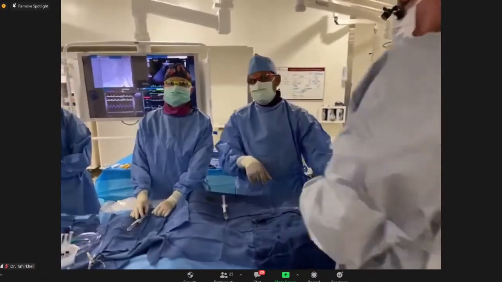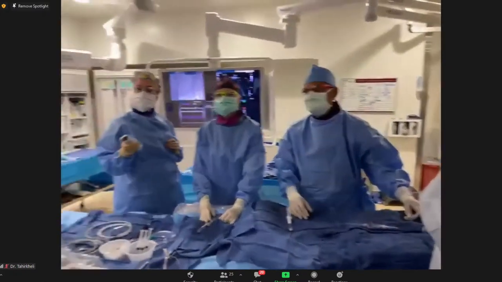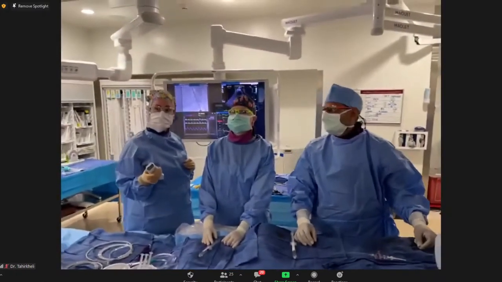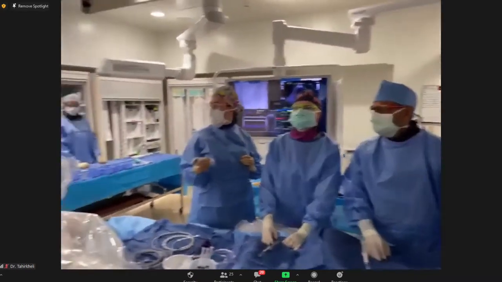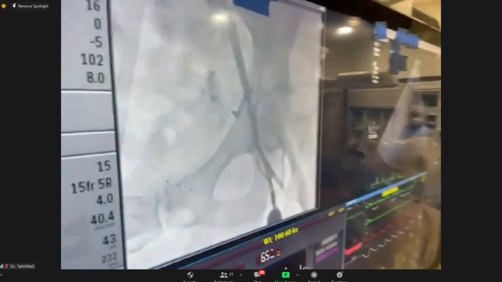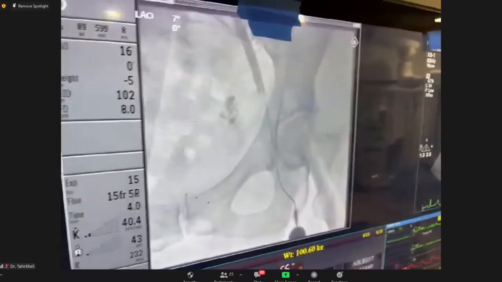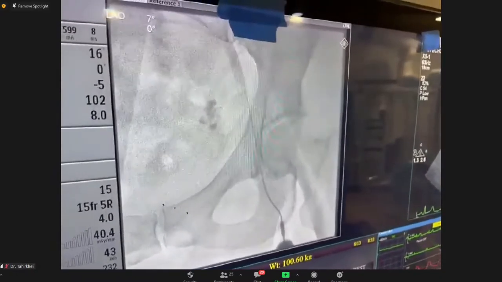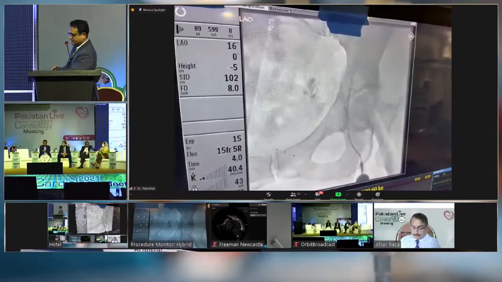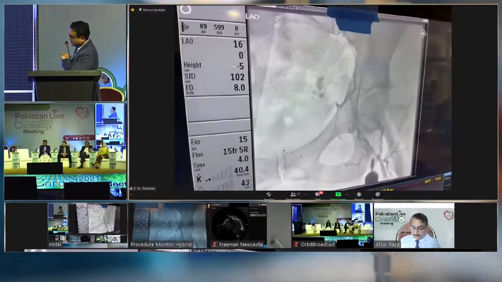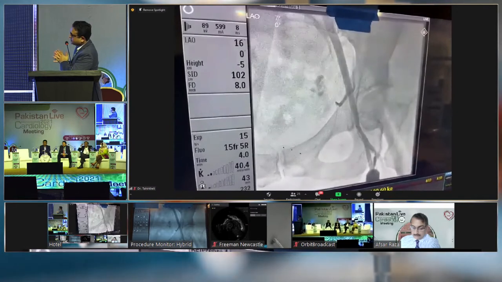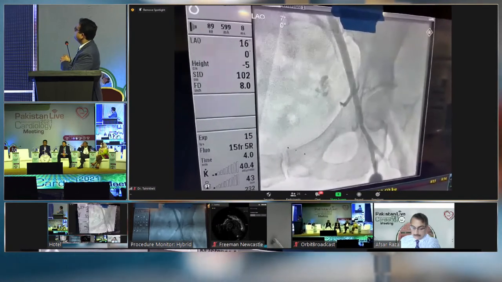So, Dr. Thayakeli, just a question. What's your plan? There is not much calcium on those leaflets. Are you going to go straight with the valve itself, or are you planning to do something else before that? I had a hard time hearing you. Can you speak a little louder, please? Yes. This is Dr. Asad Khan here. My question was, there's not much calcium on those leaflets. Are you planning to balloon it still, or are you going to go straight with the valve itself?